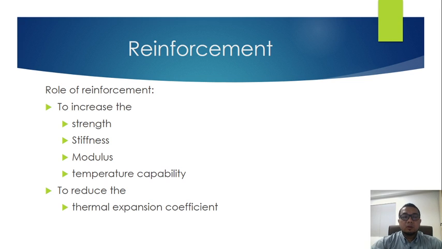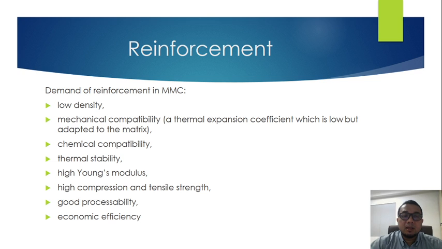So, the role of reinforcement. In the first lecture, I also showed you what reinforcement is and the uses of reinforcement. It is to increase the strength, stiffness, modulus, temperature capability, and to reduce the CTE, the thermal expansion coefficient. So this is the role of reinforcement. The demand of reinforcement in MMC is low density, mechanical capability, and a thermal expansion coefficient which is low but adapted to the matrix.